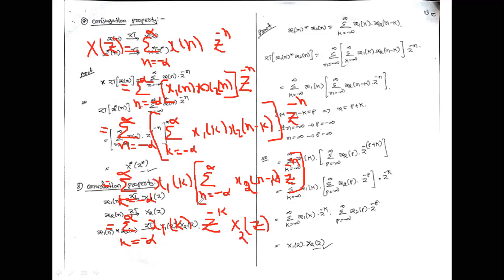Got it? Now observe this one: the sum over k from minus infinity of x1 of k, z power minus k. The k is a variable here instead of n. It is also one of the definitions of the z transformation. It is x1 of z, since the signal is x1, multiplying with x2 of z. The convolution of the time domain signals x1 of n and x2 of n gives, in the z transformation, the product of the two signals, x1 of z with x2 of z. Got it, my dear students?